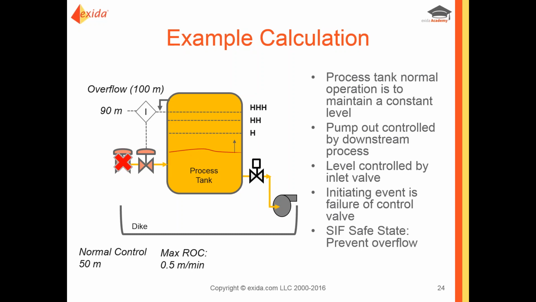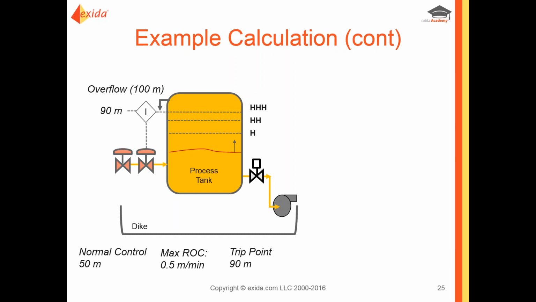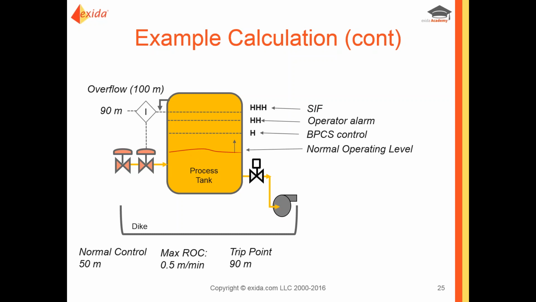And then, of course, our definition of the SIF safe state is to prevent the overflow at the 100-meter level. And our trip point is going to be at 90 meters. In the example calculation here, we have our normal operating level, which I'm going to indicate, the basic process control level, which would be your normal process operating range, and could conceivably, if we wanted to be conservative, be our starting point, but we're going to use normal control for this example. The operator alarm, and then, of course, the safety instrumented function itself.